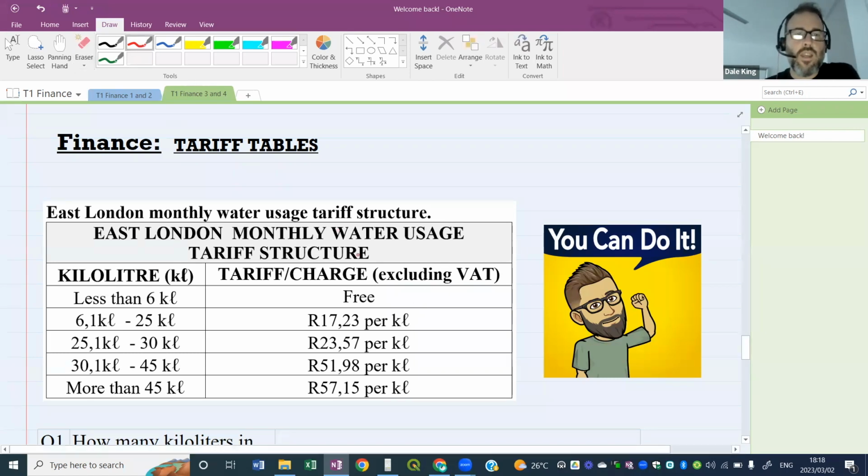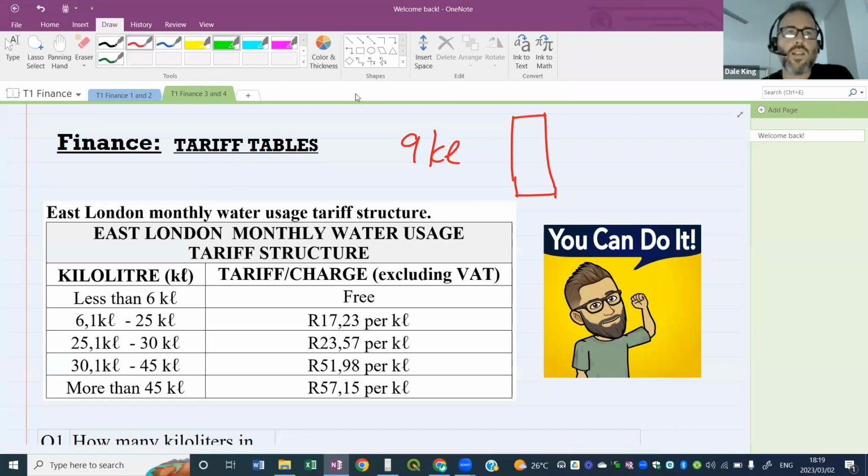Now, how this works. Let's say you use 9 kiloliters of water in a month. I'm going to draw a block here and pretend that that's all the water that we use in a month. Don't worry about the rectangular shape. It's just a representation of all the water that we use. Let's not color it blue, just leave it like that. So it's a block of water. Pretend it's a block of water.